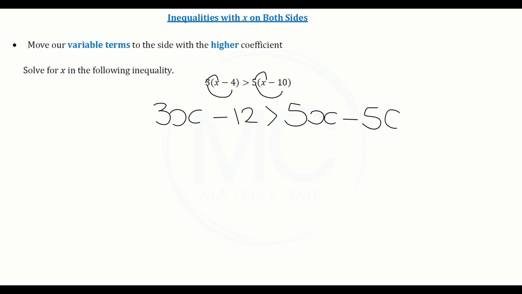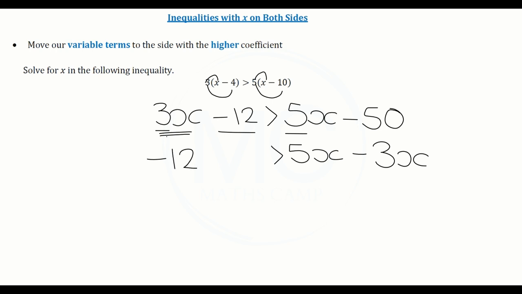Now we have a coefficient of 3 and a coefficient of 5. So we're going to move this term here to the right. Let's put in our greater than sign. On the right, we already have 5x. Move 3x, and we get negative 3x. On the left, we have negative 12. On the right, we have negative 50, and we need to move it across. So we say plus 50.